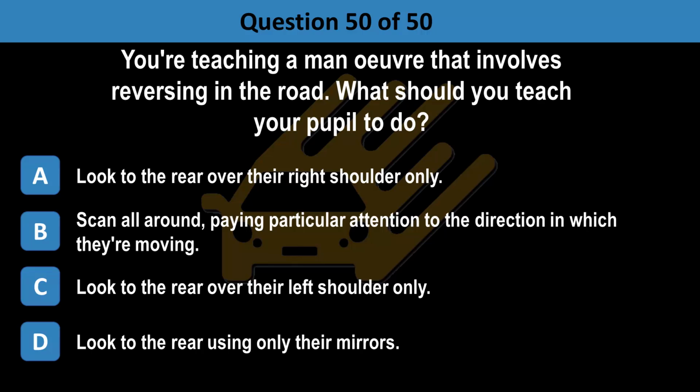You're teaching a maneuver that involves reversing in the road. What should you teach your pupil to do? A. Look to the rear over their right shoulder only. B. Scan all around, paying particular attention to the direction in which they are moving. C. Look to the rear over their left shoulder only. D. Look to the rear using only their mirrors. The correct answer is B. Scan all around, paying particular attention to the direction in which they are moving.